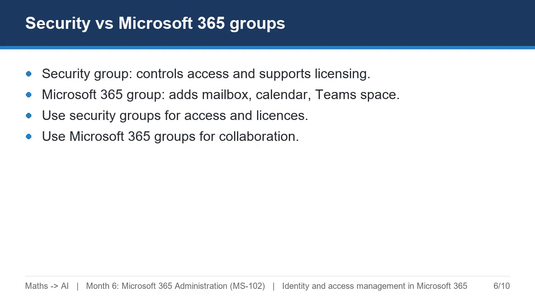Groups come in two flavors, and you must not confuse them. A security group controls access to resources and supports licensing. A Microsoft 365 group adds shared collaboration on top: a mailbox, a calendar, and a Teams and SharePoint space. The rule of thumb is simple. Use security groups when you care about access and licensing. Use Microsoft 365 groups for a team that needs to collaborate together.